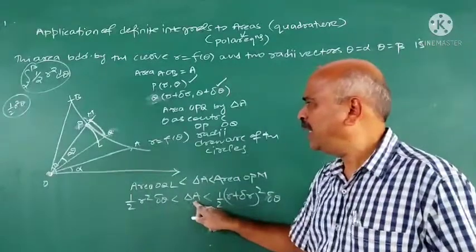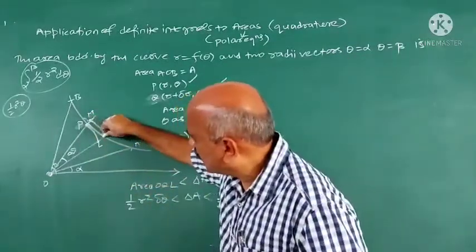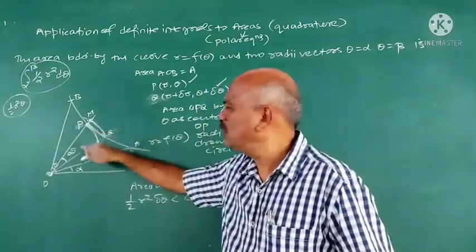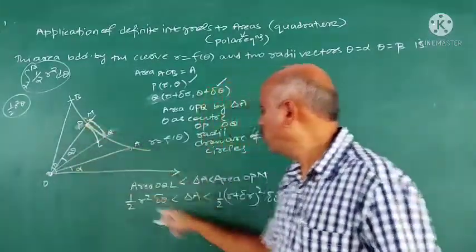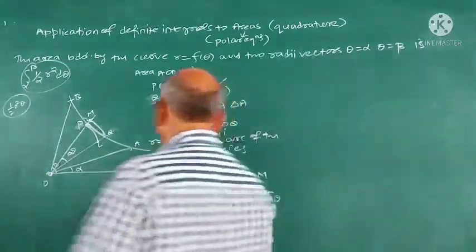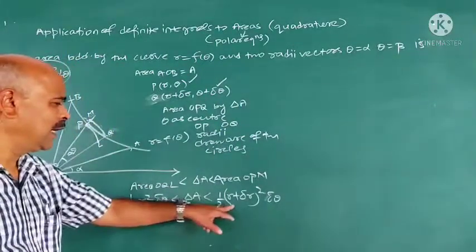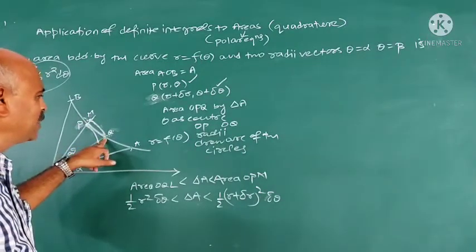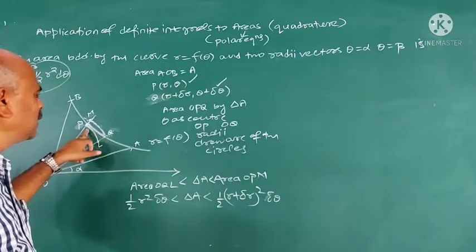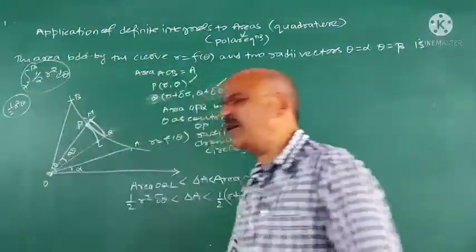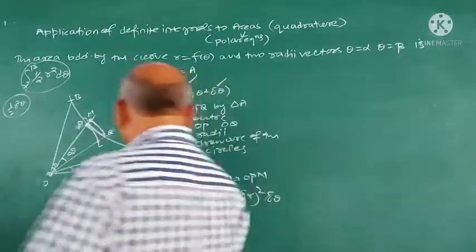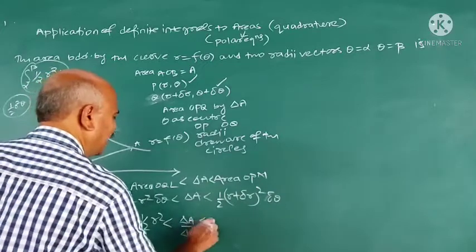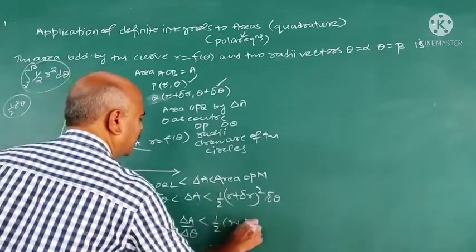This delta A is the area under this curve, and the two radii lie between these two sectors, OPL and OQM. And it is half r square delta theta, half r plus delta r whole square delta theta. Correct? OQ is r plus delta r now. Yes. OP is r. Area of the sector is half r square theta. Therefore, half r square is less than delta A by delta theta, which is less than half r plus delta r whole square.